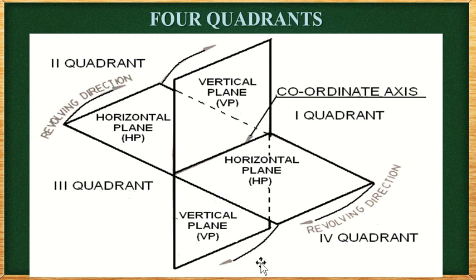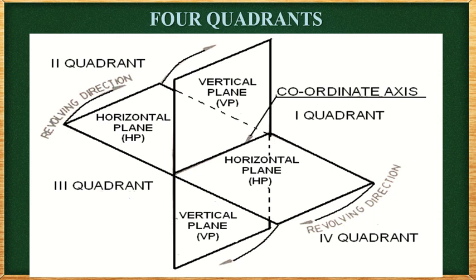That is very important, in front of VP, because the observer is here and the behind portions are coming like these positions, and the front views are in front. In front means first quadrant or fourth quadrant. Behind means second quadrant or third quadrant. Above HP means first quadrant or second quadrant. Below HP means third quadrant or fourth quadrant. I think from these explanations you can understand the basic concept of this four-quadrant system.